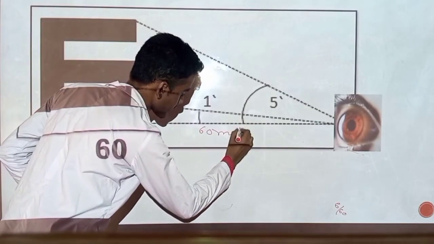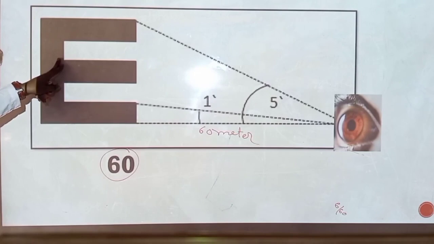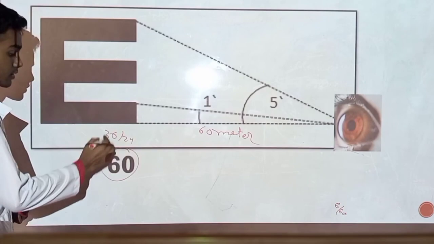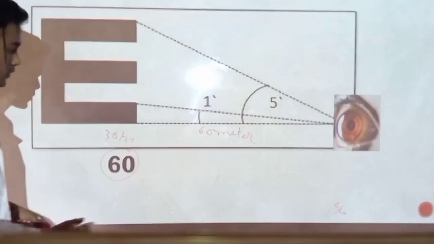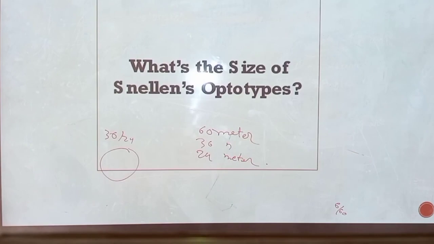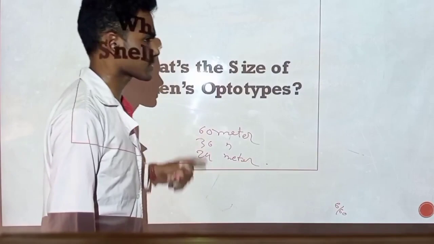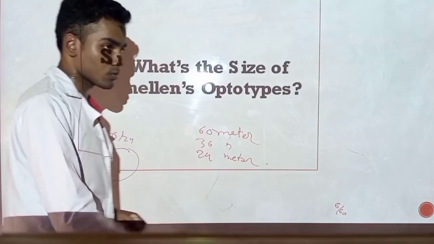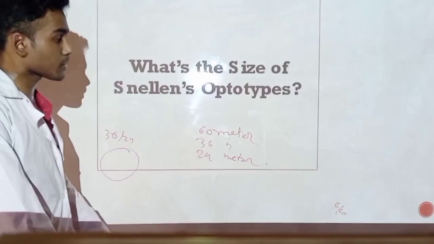Similarly, if this is the letter of 36 or 24, then the distance for creating the 5 minutes of arc should be 36 meters or 24 meters respectively. I hope you understand my point. Now you all see that in the Snellen chart, the height and the size of the letters decrease chronologically from top to bottom. Now we have to know what is the size of the Snellen optotype and what is the mathematical calculation behind it.